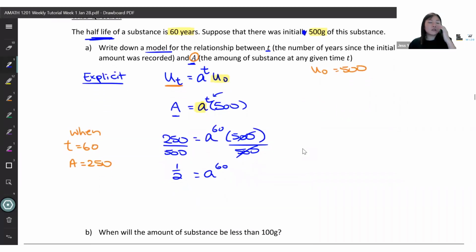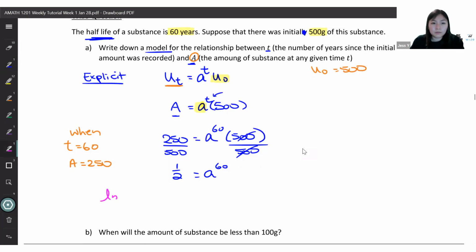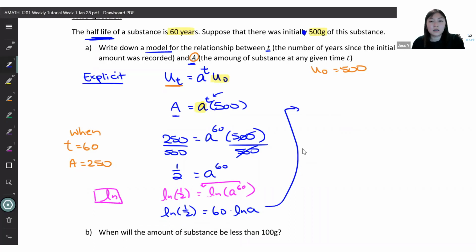And then from here, there's two ways for you to solve for your a. I'm going to go with the same way that we've been doing before, which is take the ln of both sides. Again, you can take log if you want to. So we get ln of 1/2 equals ln of a to the power of 60. But then good news, we can bring this down to the front. So we get ln of 1/2 equals 60 times ln of a. So I'm just going to continue it over here so I'm not squishing it. Keep solving for a, right? We're just solving the equation. So let's divide everything by 60.